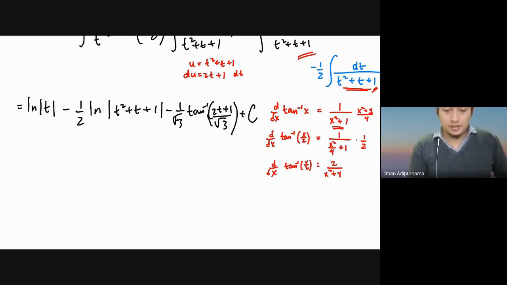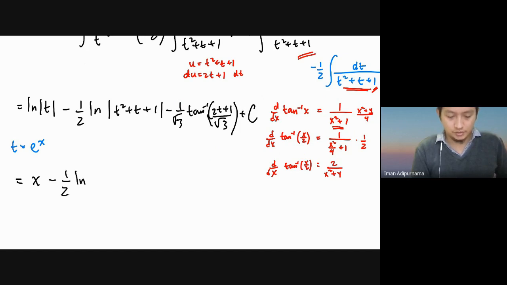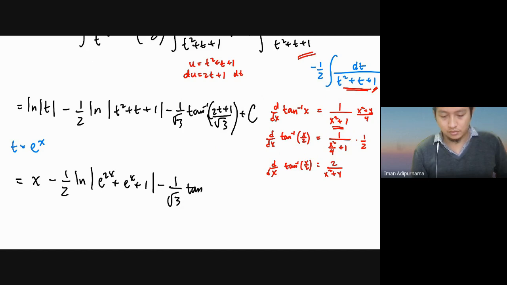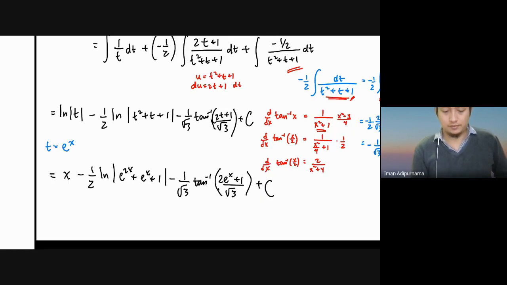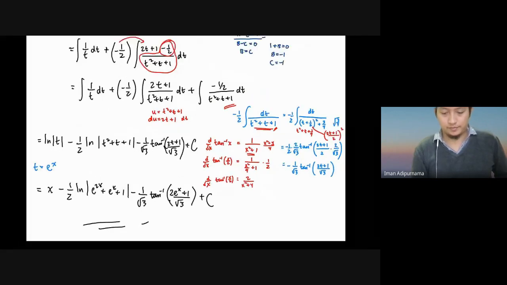Okay, remember that t is e with power x, so we will have this is x, right? This is negative half ln e2x plus ex plus 1 negative. This is 2 e with power of x plus 1 square root of 3 plus c. Okay, now this is the answer.